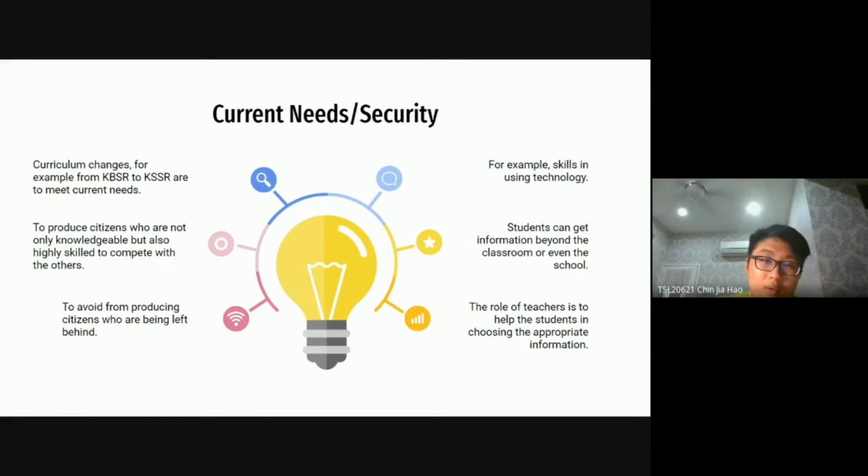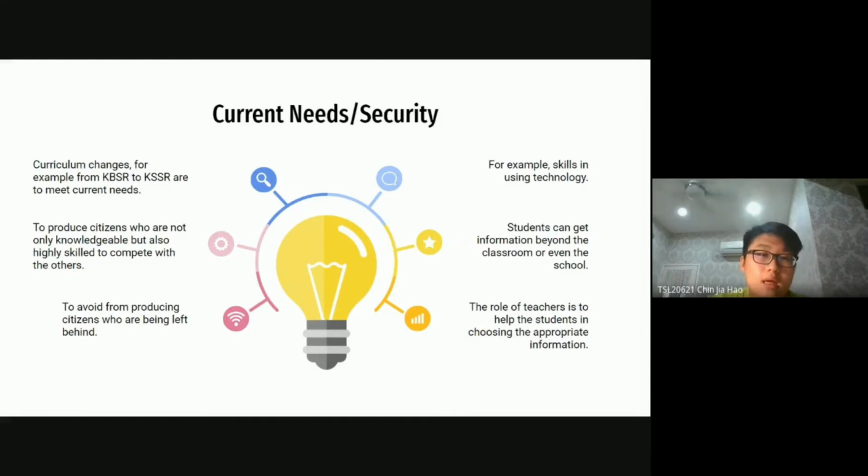So current needs is also one of the factors that could bring changes to the content of the curriculum. So in general, what is meant by current needs? Current needs means the requirement of the modern world, or in simpler words, the trend of the world. Okay, so one of the examples that has been made in order to meet the current needs is the change from KBSR to KSSR.